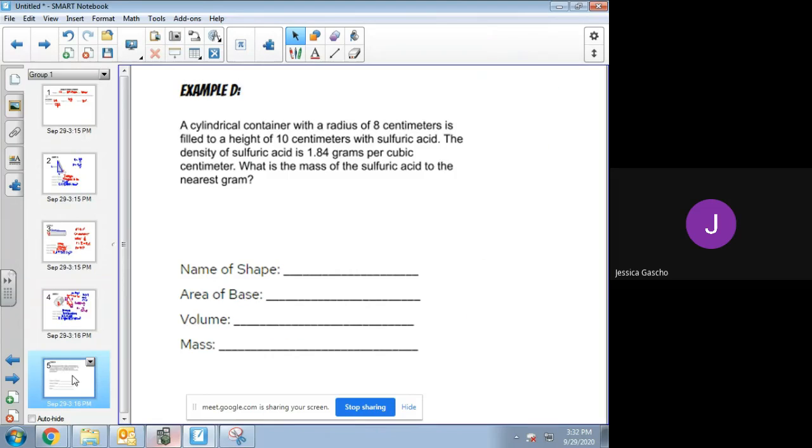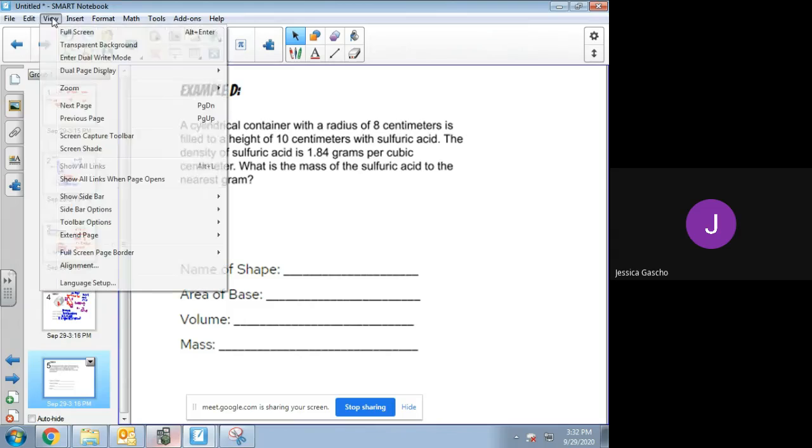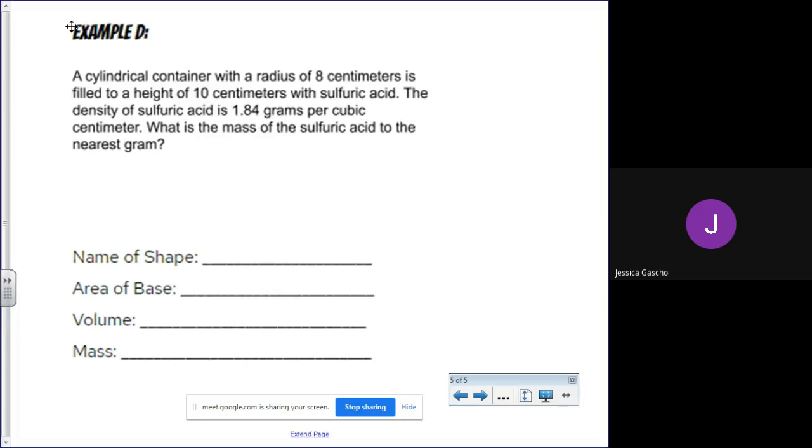And the last one we will do today, before you get time to practice on your own. This time it says a cylindrical container. That lets us know a keyword, cylinder, with a radius. I'm trying to underline, but my smartboard's not working, so sorry about that. Radius also tells us we're using circles of 8 centimeters.